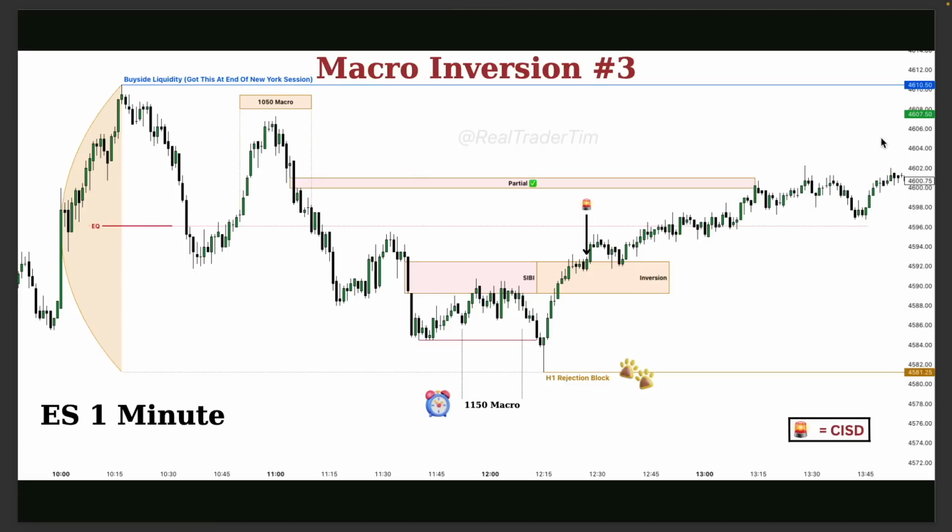Of course, I couldn't fit the whole chart inside of what you're seeing here. It would have been too unorganized, too messy. You wouldn't have been able to read everything I have labeled here. But that would be your terminus, okay? We would take a partial at this SIBI in a premium, right?